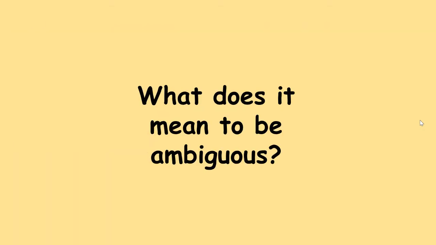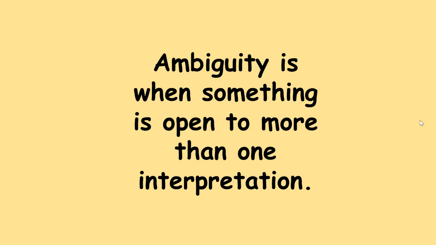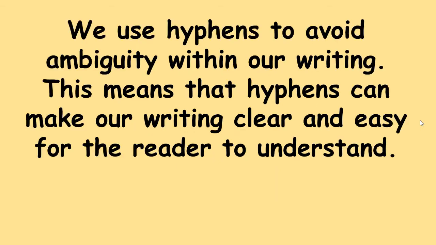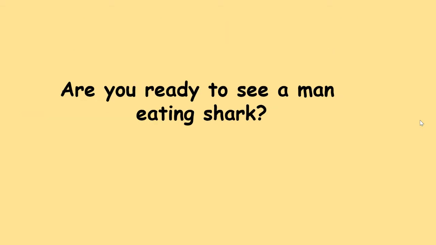So what do you think it means to be ambiguous? Ambiguity is when something is open to more than one interpretation. So this means that we might think that there's more than one meaning to a word. We use hyphens to avoid ambiguity within our writing. So this means that hyphens can make our writing clear and easy for the reader to understand. So it helps them to know what we mean with the vocabulary that we are using.